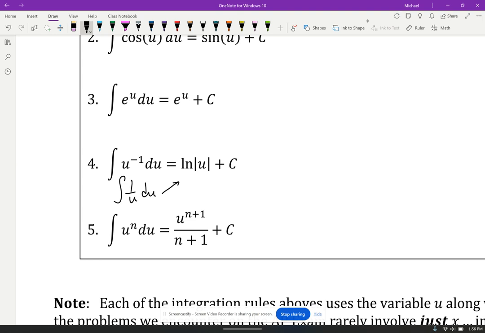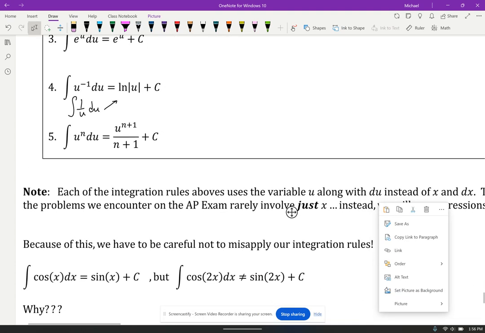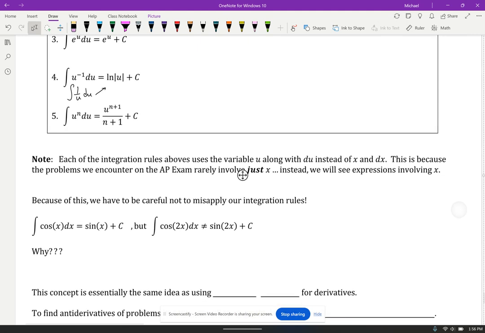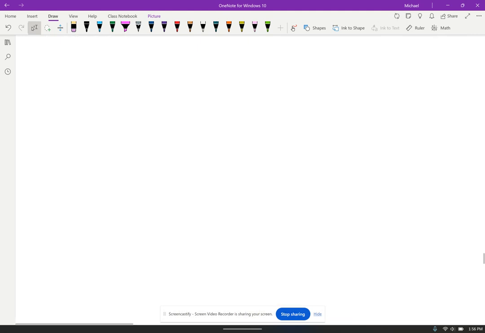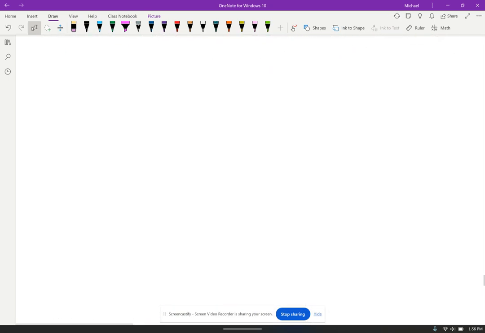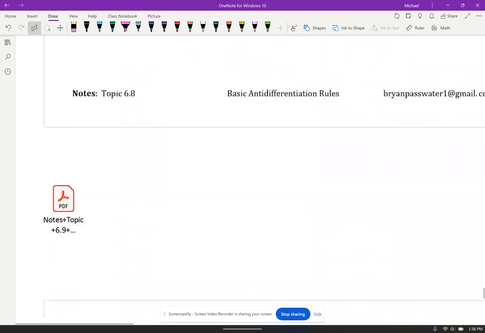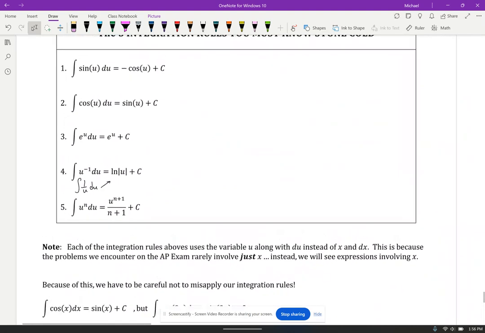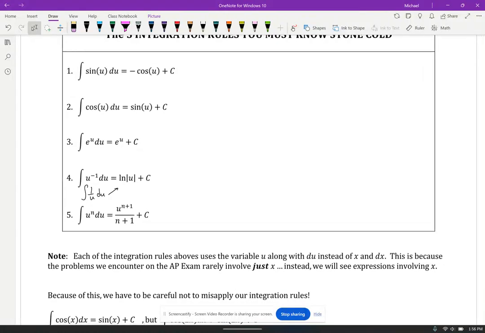The integral, or the antiderivative, of u to the n is u to the n plus 1 divided by n plus 1, plus c. And so one of the things I want you to notice, or Brian Passwater wants you to notice, and I agree that we should notice, is that all of these formulas are written in terms of u, not of x, right?